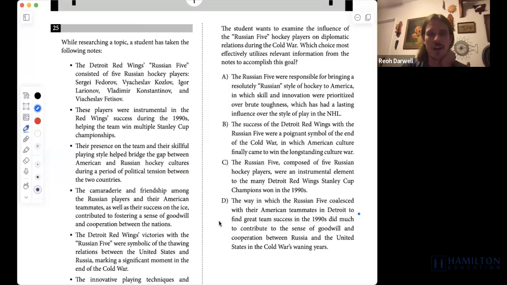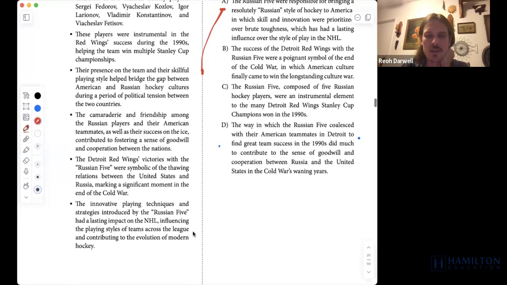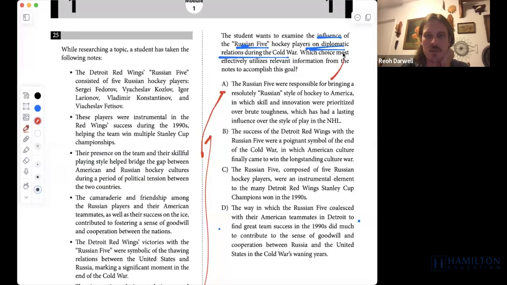All right, so for question 25, we have a rhetorical synthesis question, which means we really want to focus on what we say in the question. These are the most important words you'll read on this type of question. So, the influence of the Russian Five on diplomatic relations during the Cold War. And so many of our answer choices are true of the passage, but they don't talk about diplomacy. So notice A does connect down here, but does it mention diplomacy? No.